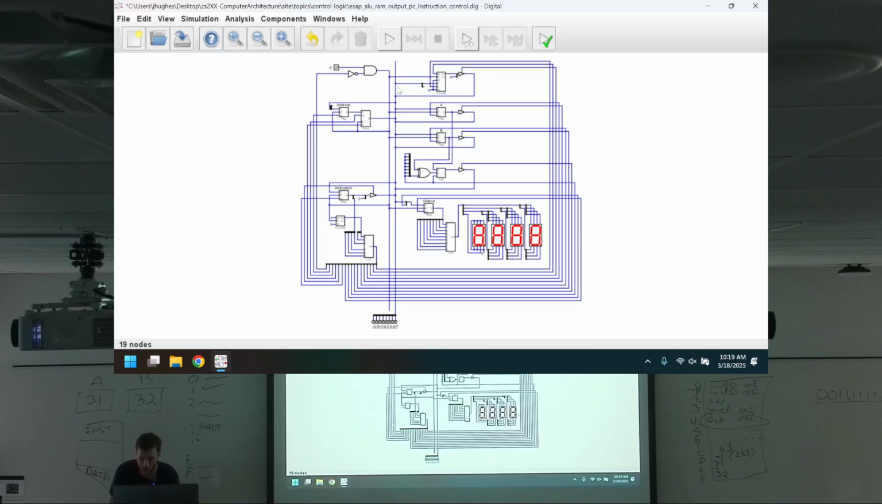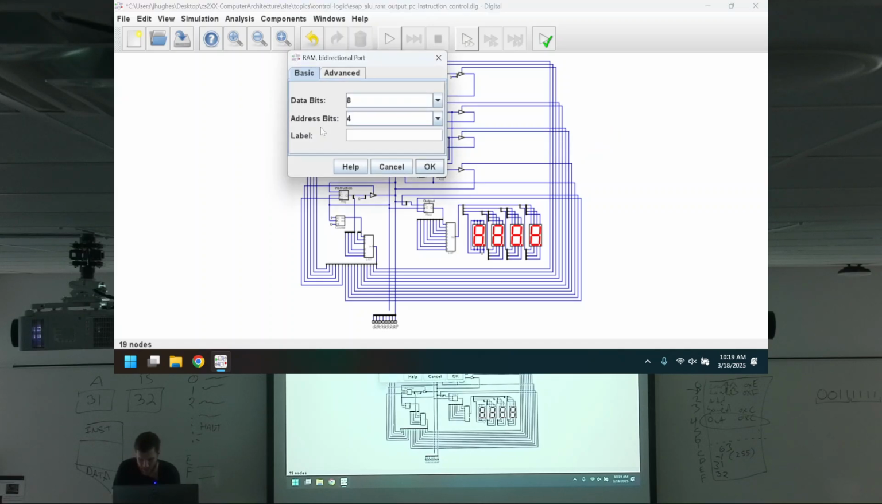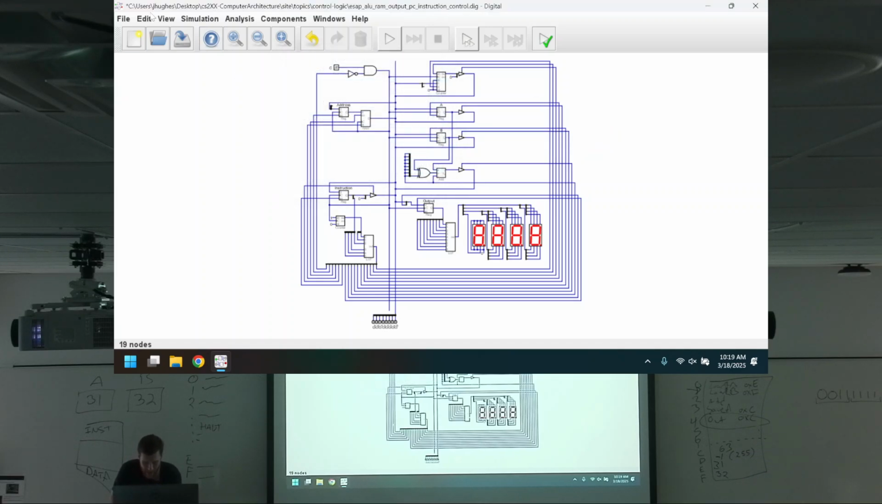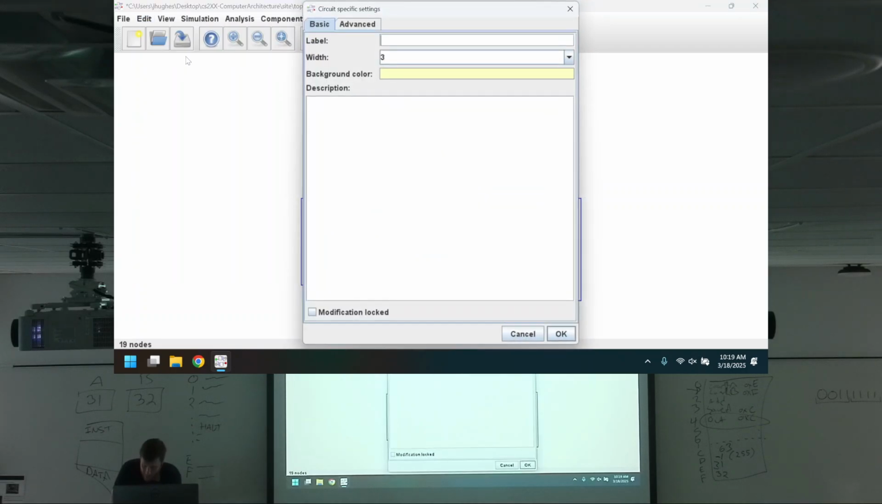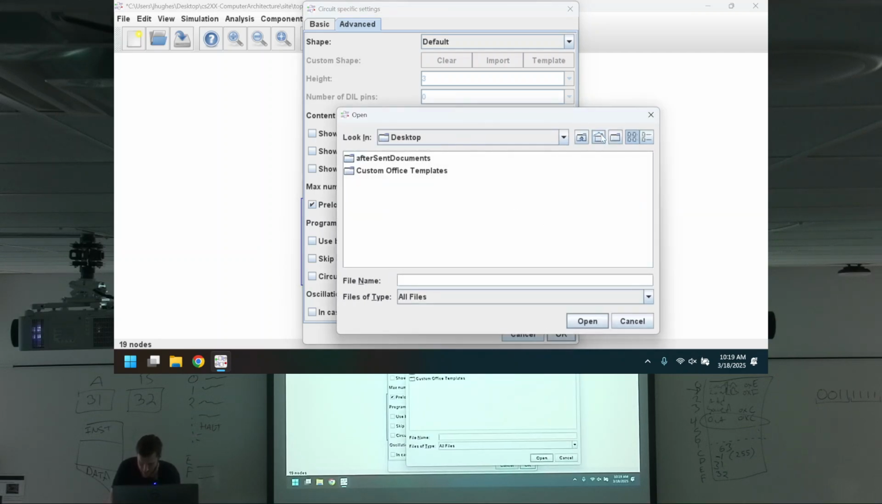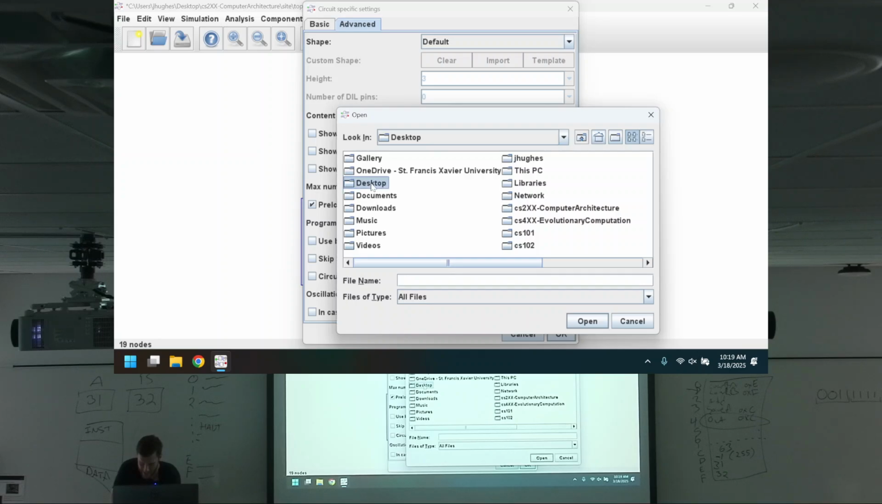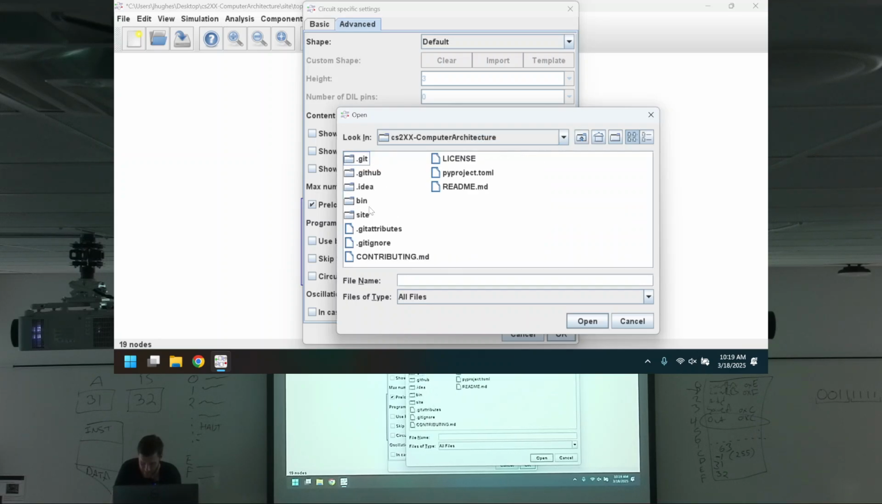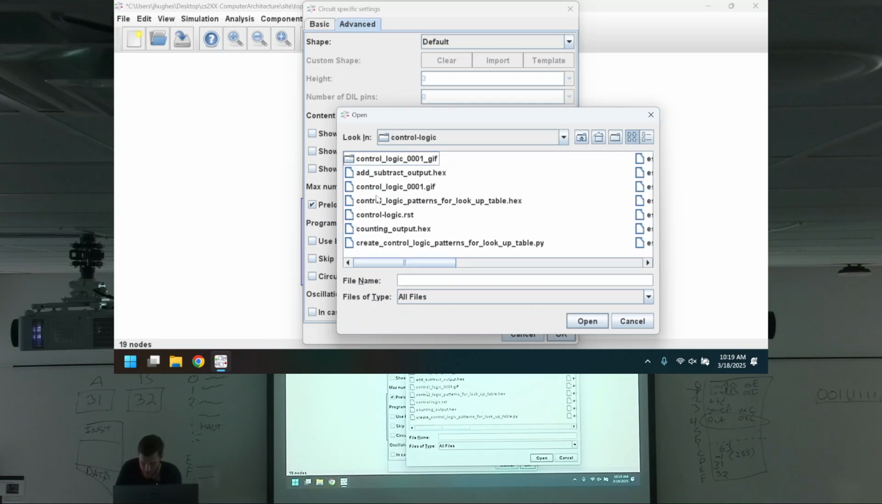So now, whenever we're loading data into RAM, we have to load it in a funny way. Annoyingly, you can't right-click and be like load. You have to say edit, circuit-specific settings, advanced, preload program memory at startup, and then you select the file. Desktop, site, topics, control logic, add, subtract, output. Great. Okay.